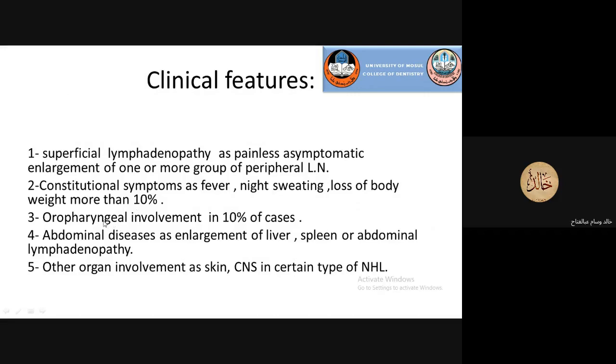It sometimes may involve not only the lymph nodes but also extranodal sites, like oropharyngeal involvement in 10% of cases, and abdominal involvement like enlargement of the liver, spleen, and abdominal lymph nodes. Again, we may have other organ involvement like skin and CNS in certain types of non-Hodgkin lymphoma.